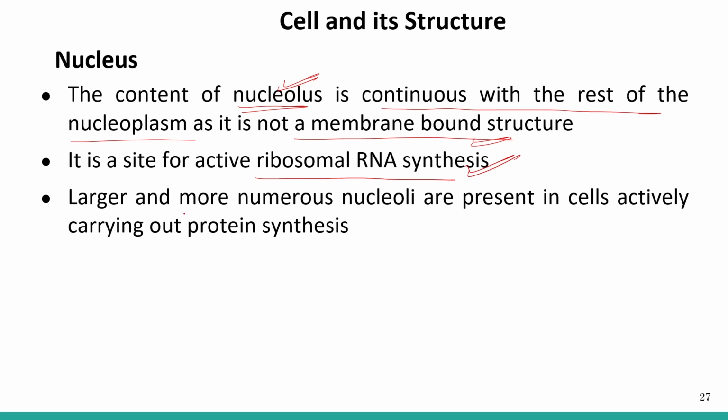Larger and more numerous nucleoli are present in cells actively carrying out protein synthesis, because for protein synthesis we require lots and lots of ribosomes. Ribosome synthesis takes place where there is nucleolus. So more ribosomes are required, and so more nucleoli are there. So larger and more numerous nucleoli are present in cells actively participating in protein synthesis.